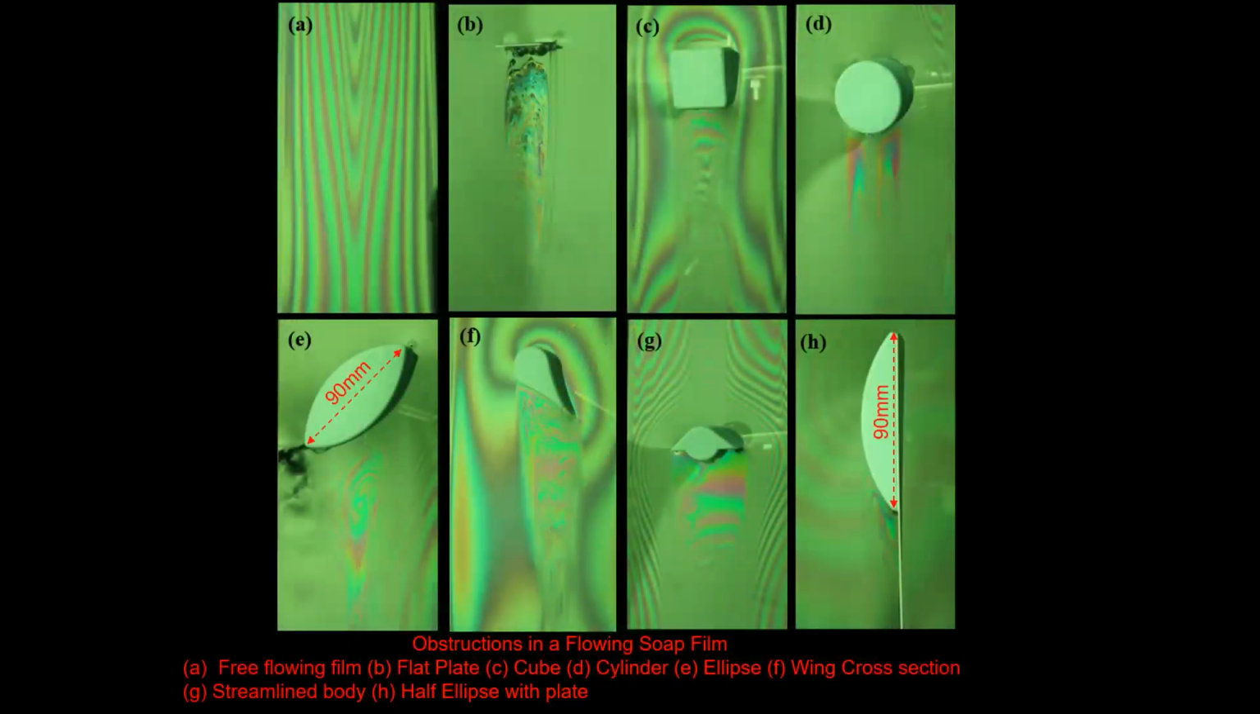Here's a number of results from our system. As you can see, there's that 90 millimeter ellipse on panel E and a half ellipse over on panel H of the same dimension. You can see in a lot of cases how the fluid flows around the object, panel G specifically showing the kind of distortion that we can see in the film and the vortices generated by that object. Panel A here shows a typical laminar flow without an obstruction introduced to the system.